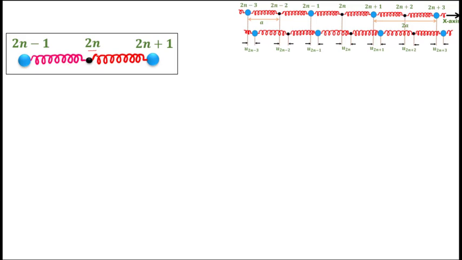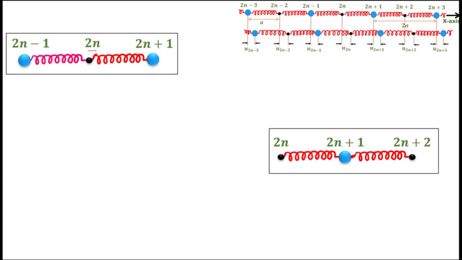Similarly, the other unit can be considered as this one, where now the middle atom is a heavier atom, that is the 2n plus 1th atom, which is connected to two lighter atoms, the 2n plus 2th and 2nth atom, by massless elastic springs. We are supposed to find out the force experienced by these central atoms in these two units.